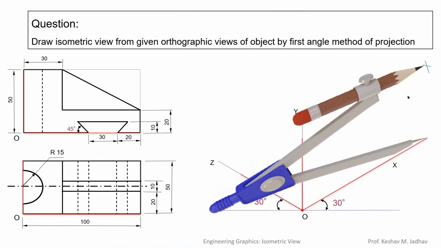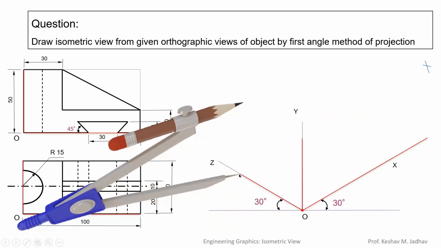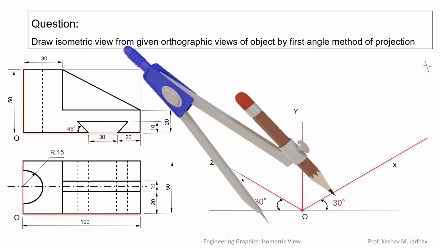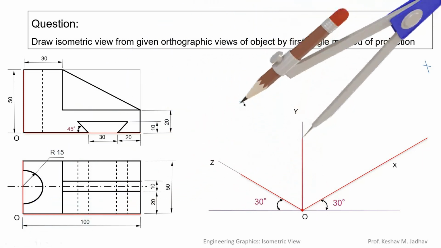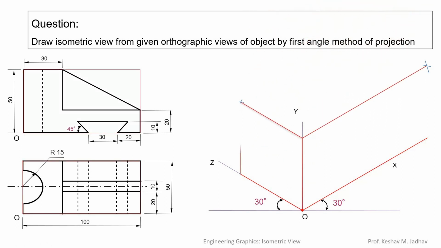And then by using same distance from this end we can draw another arc. Now to complete this YZ plane we have to take this distance in the compass, and by using this center we have to draw the intersecting arc like this. Now we can join these lines like this.